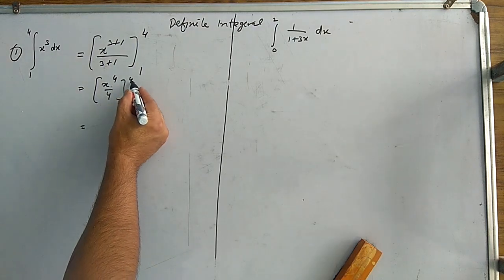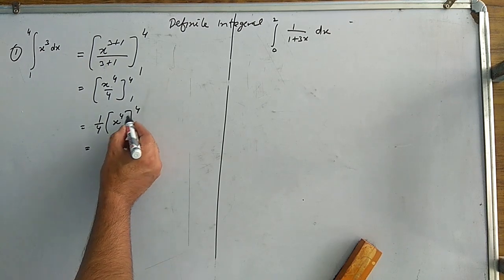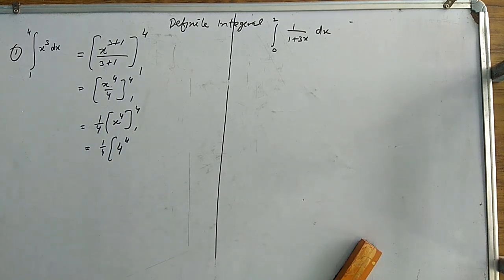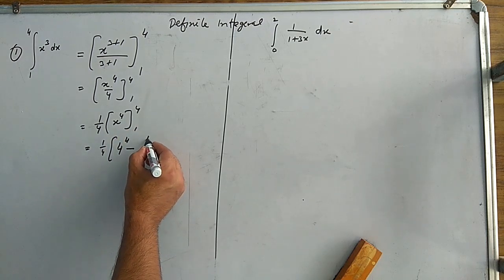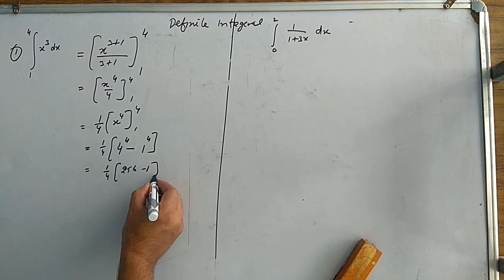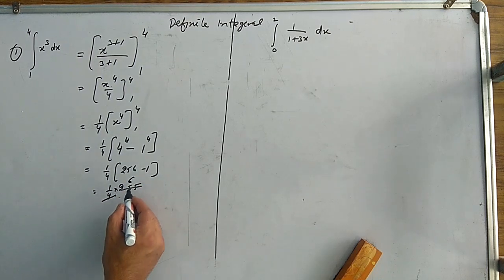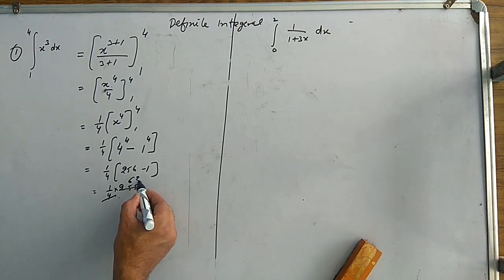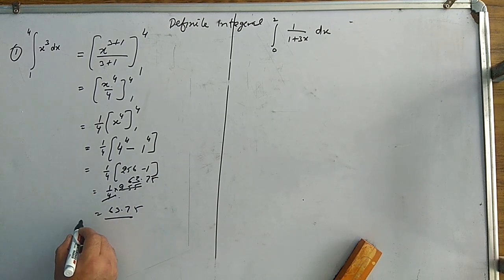So x is varying, but this 4 is a constant, we can take it out, and this can be written this way, 1 to 4. Now for the upper limit, I will write 4 to the power 4 in place of x, minus the lower limit 1, 1 to the power 4. And this is your answer. This is 256 minus 1, then this becomes 255, then 6 and 6, and this is 15, then 3, right? Then it will become approximately 63.75. So this is the answer.